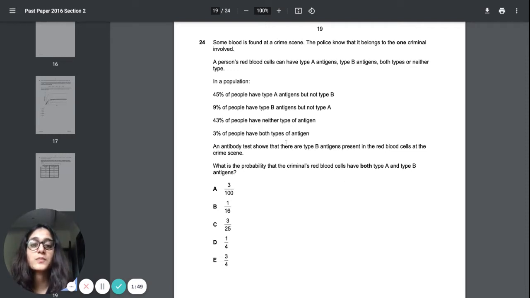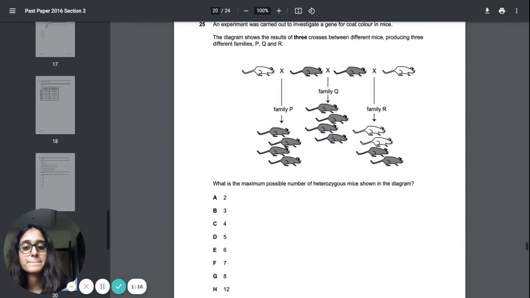So we need to calculate the probability of having type B antigens overall. That is 9% with only type B and 3% with type A and type B. So a total of 12% is the probability that you might find a B. And here we need to find the probability of getting A given that you have found B. So for that, we divide 3% by 12%, which would give us 1 by 4. That is option D, because only 3% of the people have both types and 12% have antigen B.